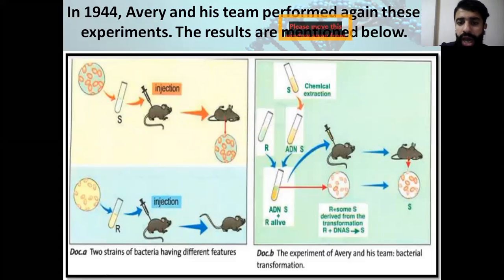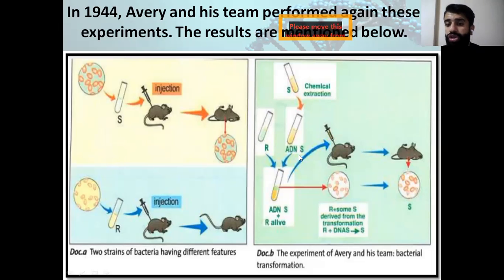What did they do? They have the S. They get the chemical extraction of the S, and they get only the DNA of the S. And they get the R protein. So they mix the R and the S. S is known to be what? S is the virulent that causes death, while R is the non-virulent that lacks a capsule. So they mix the DNA of the smooth strain with the R, the rough, which is the alive one, and they inject it into the mouse.